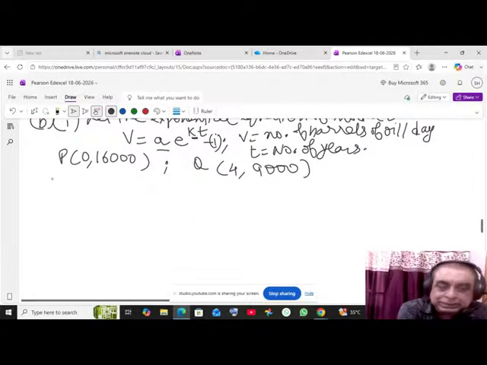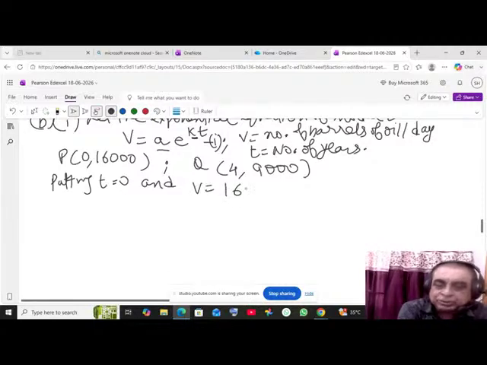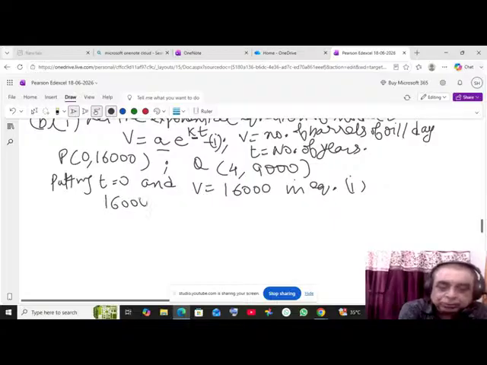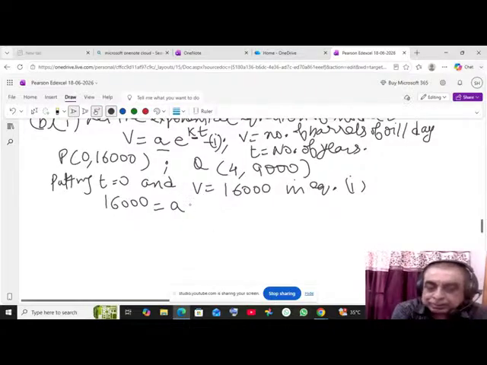First we put the t value 0 and the v value 16,000 in equation number 1. In place of v, you write 16,000, which equals a times e to the power of k times t, where the t value is 0.